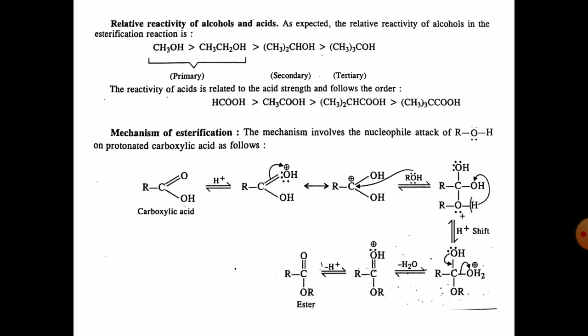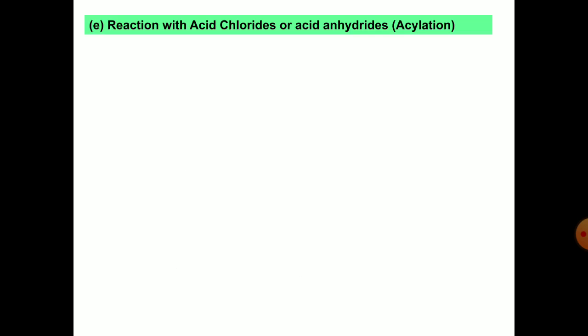So RC double bond OH plus OR. Students, since it is OH plus, it becomes unstable. So it will lose one H plus ion to form RC double bond O OR. So this is an ester. So this is the mechanism of the esterification.